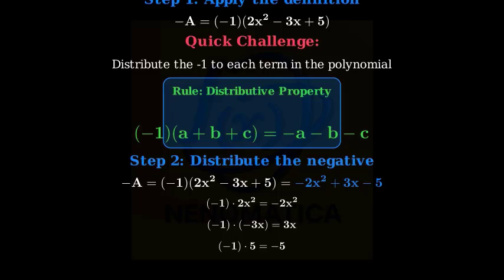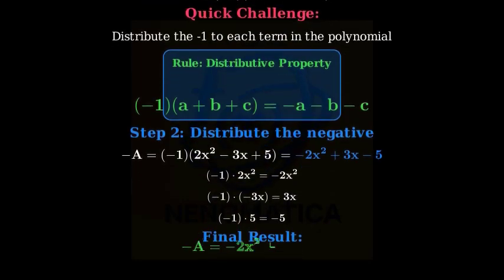The final answer is negative a equals -2x squared plus 3x minus 5. We can verify this is correct because a plus -a should equal 0. Let's quickly check. 2x squared minus 3x plus 5 plus -2x squared plus 3x minus 5 equals 0. So our answer is correct.